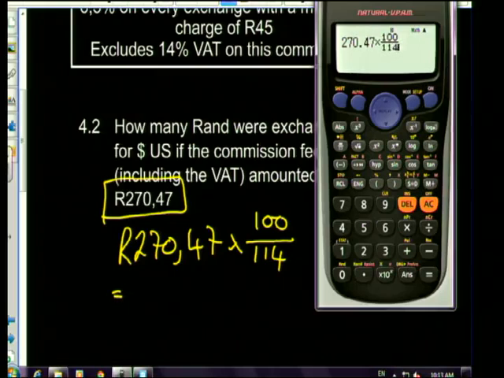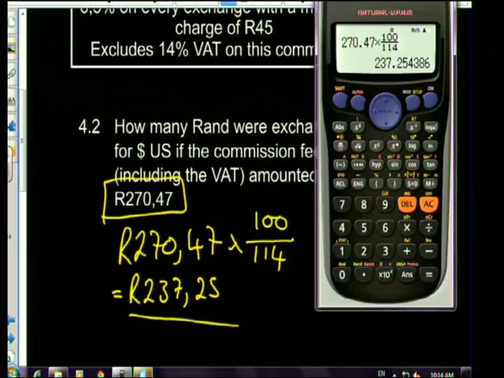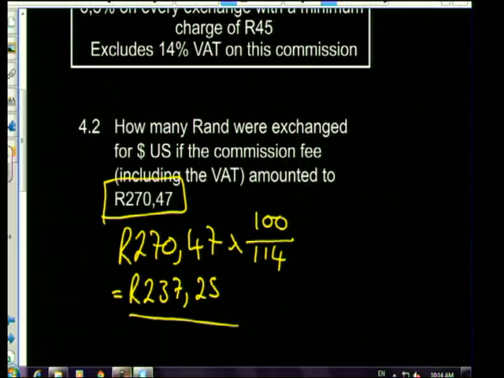And we get an answer here of 237 Rand 25 cents. So although they say the commission is 270 Rand and 47 cents, it's actually not, because that included the VAT. When you take the VAT off, the amount that the actual exchange people are getting is only this 237 Rand and 25 cents. Now, that is the commission. And we said that the commission was 6.5%.